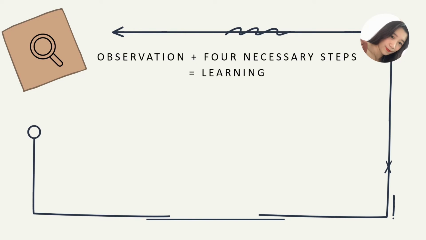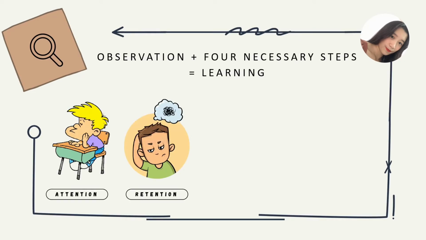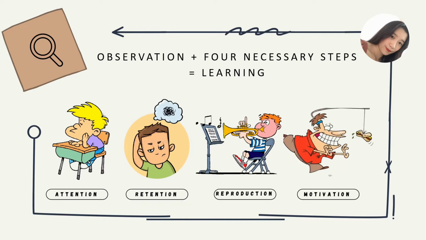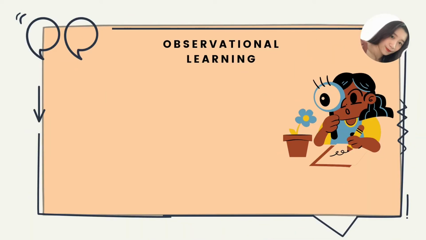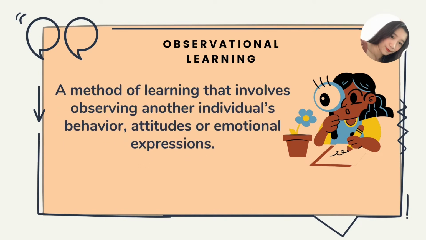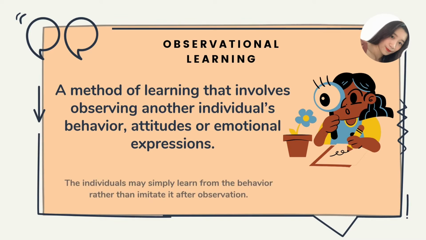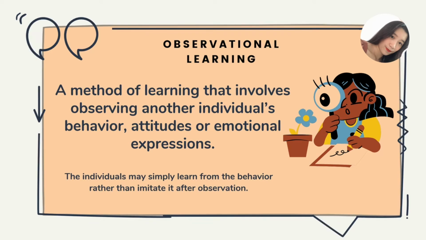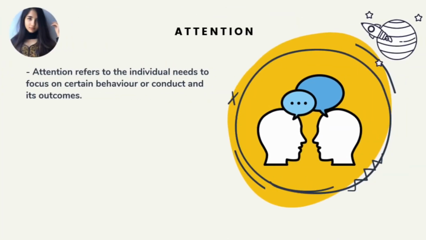Next, observation and the four necessary steps, which are attention, retention, reproduction, and motivation, will form the learning. Observational learning is a method of learning that involves observing another individual's behavior, attitudes, or emotional expression. So individuals may simply learn from the behavior rather than imitate it after observation.